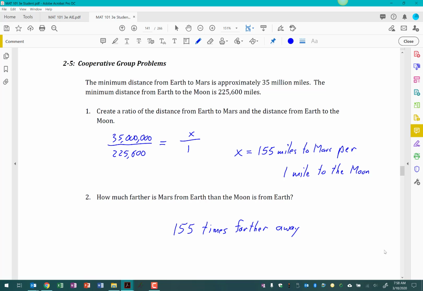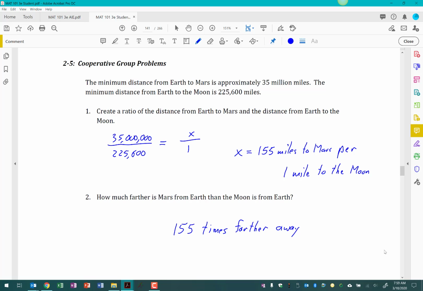We're asked to create a ratio of the distance from Earth to Mars and the distance from Earth to the Moon. So we'll assume that we're creating a unit ratio. On the left, I've put the distance from Earth to Mars on the top, since that comes before the word "to" and after the word "ratio," and then the distance from Earth to the Moon on the bottom, since that comes after the word "to," equal to x over 1. If we do that math, we find that there's about 155 miles to Mars for each and every mile there is to the Moon.